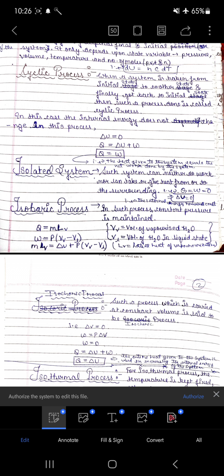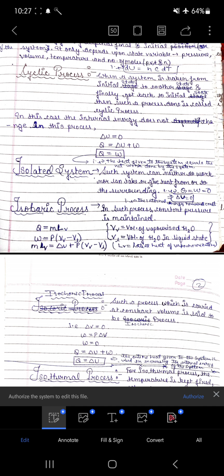Because it can neither do work nor exchange heat with the surrounding, Q will be zero and W will be zero. So according to the first law of thermodynamics, in this case also the change in the internal energy will be equal to zero. So all these results are coming from the first law of thermodynamics that we better know.